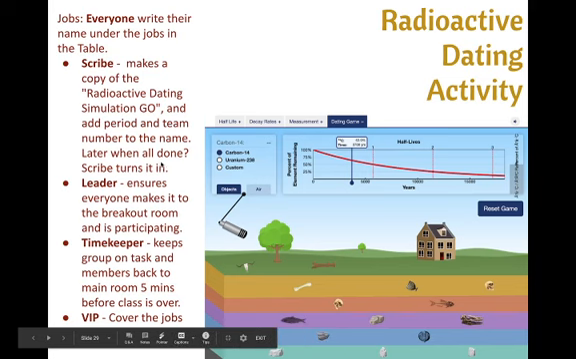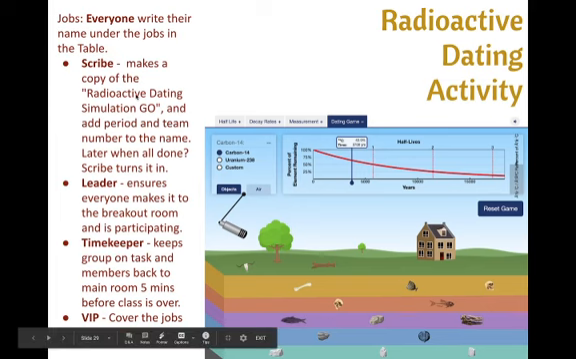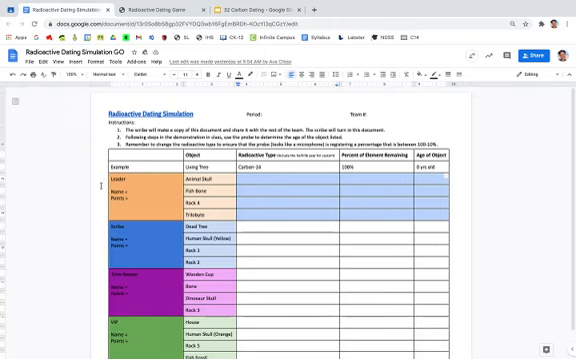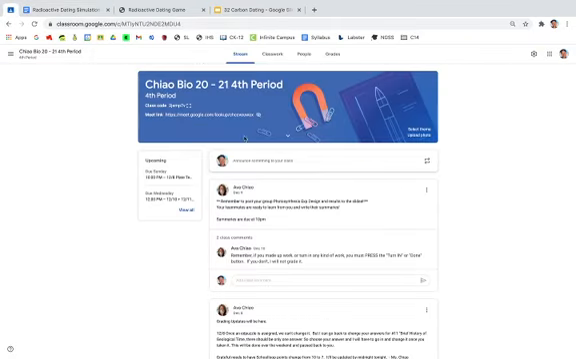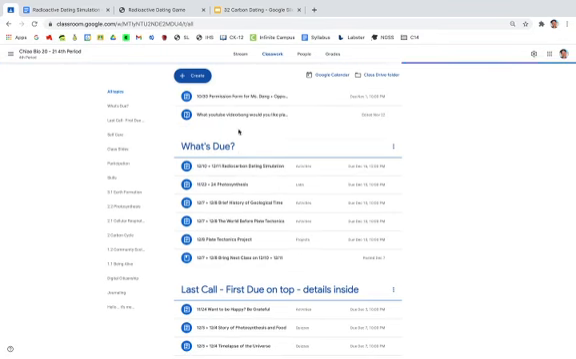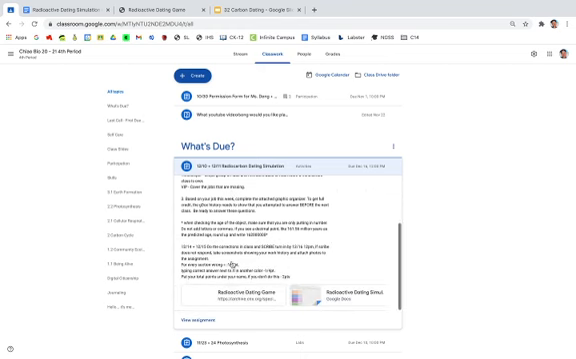which is the radioactive dating activity. So everyone will have some sort of a job. So the scribe will be the one who makes a copy of the document, which looks like this, and it's in our Google Classroom, so it's in classwork. Radio dating simulation, and it's this document here.